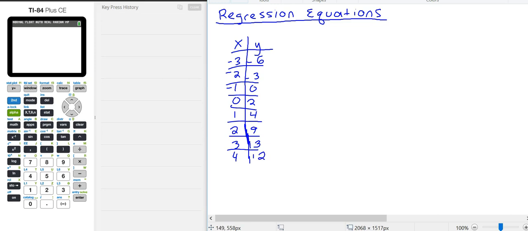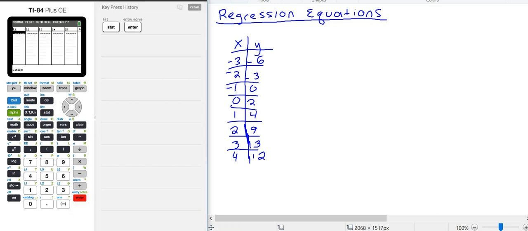You can see that this is going to be a linear model because there's a relatively even rate of change between each of the consecutive points. The rate of change is about 2 or 3 between each point. To write the linear regression equation for these points, we're going to press the Stat button, Edit. We're going to enter our x values into L1 and our y values into L2.